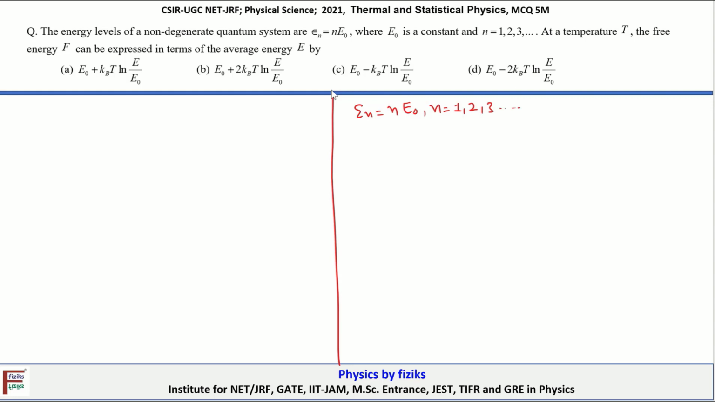So first let's try to find the partition function, and then from there we can evaluate the Helmholtz free energy. Before that, in fact, we have to evaluate the average energy of the system, because somehow there we have to connect the Helmholtz free energy with the average energy. So let's see how we can do that. First of all, let's draw the energy level diagram for this system.